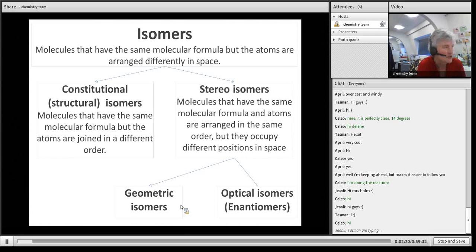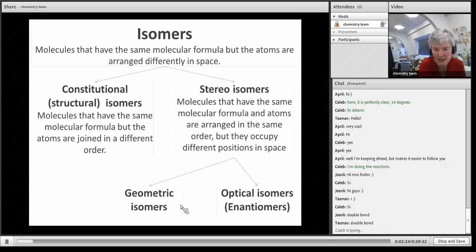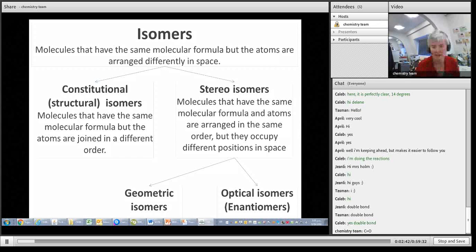For constitutional isomers, you needed the same molecular formula and the atoms connected differently. And for geometric, you need the same molecular formula, and you also need, now I'm going to be very specific, and you should be as well, the carbon-carbon double bond. So you could even just abbreviate it as C=C, like that. See, my brain is just moving too fast ahead for me.